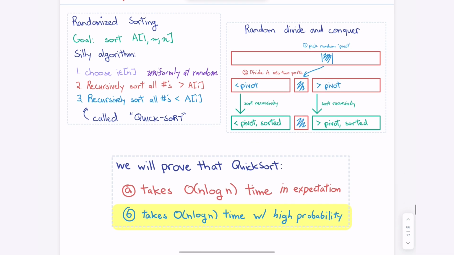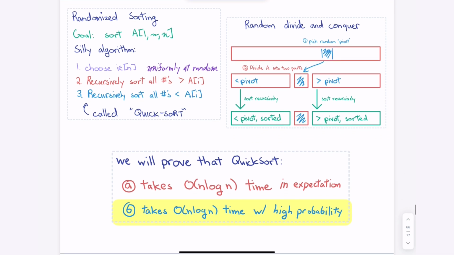Oh, we're finishing. Okay, we have more work to do. So that's n log n time in expectation. The trick was to look at these indicator variables.